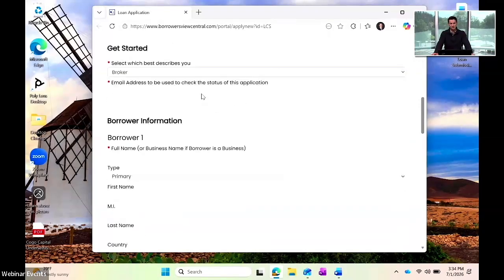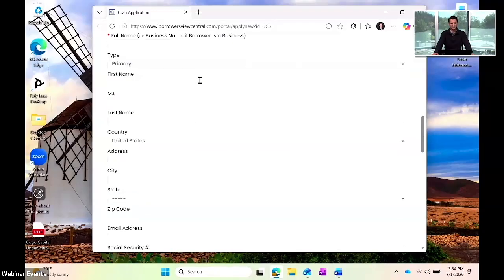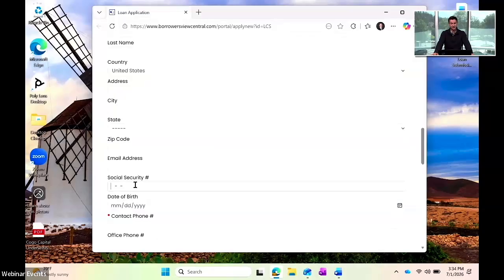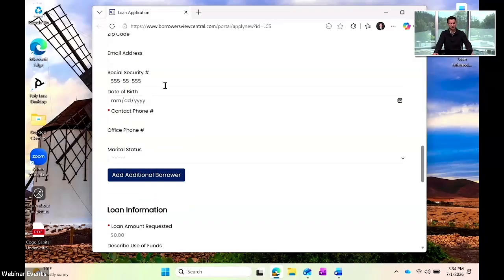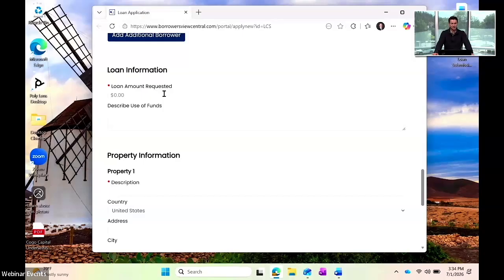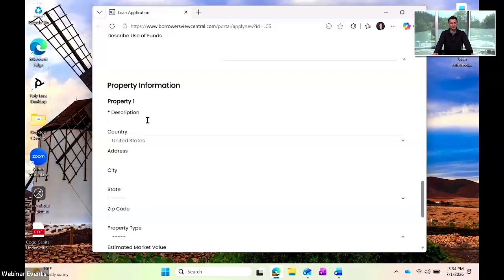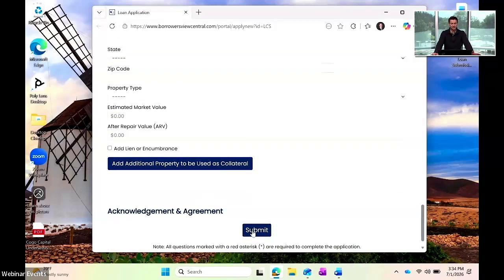You will get something like this, and you can put your broker information in here, put yourself as a broker, and then down here, fill out all the borrower information. Again, you can send them this link as well. Have them do this. Sometimes they want to fill out their social security number themselves. Once this gets sent across, it gets encrypted, it's all safe and secure. But they will keep scrolling down. They'll put in the loan amount requested. They'll describe the property. They'll put in an address and hit submit. Of course, you have to fill out all the fields.